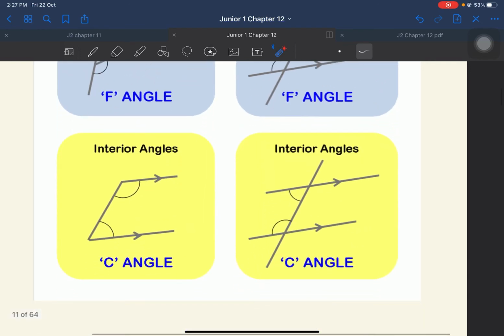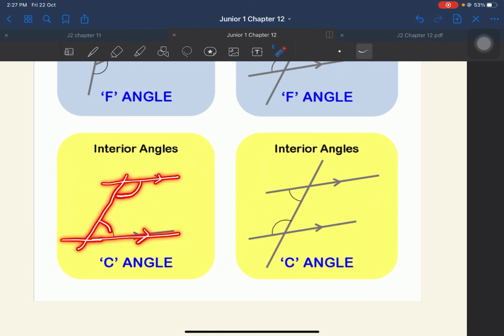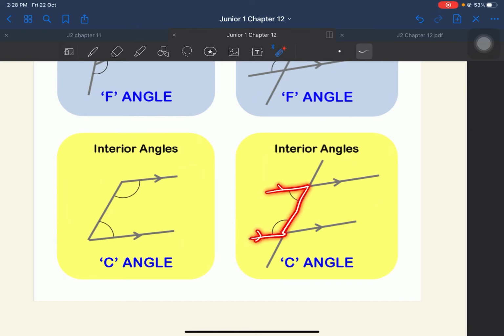And the last one already, interior angle. Interior means inside. So when you have a pair of parallel lines and this is your transversal, these two interior angles, the ones that face each other, for example I call them A and B, the sum of these two angles is going to be equal to 180. No more, no less. It will be exactly 180. So angle A plus B equals 180.